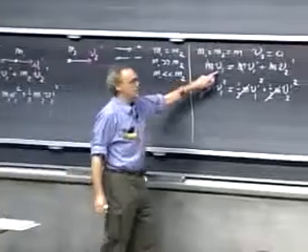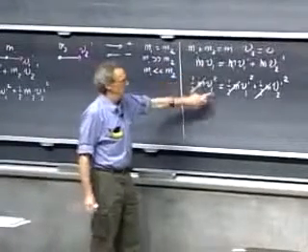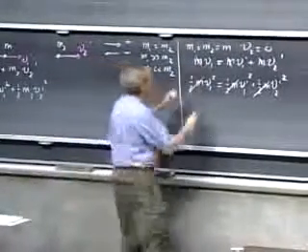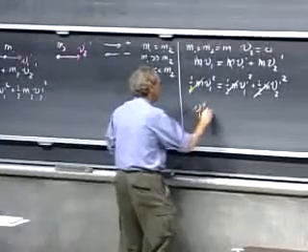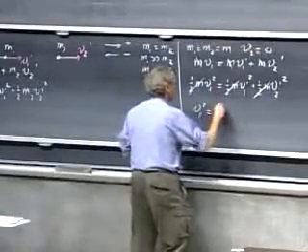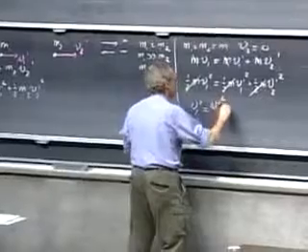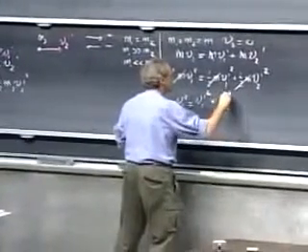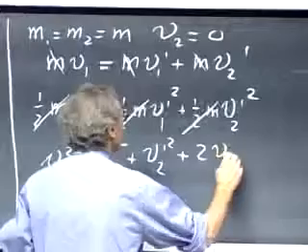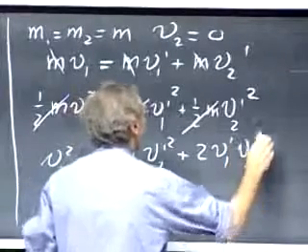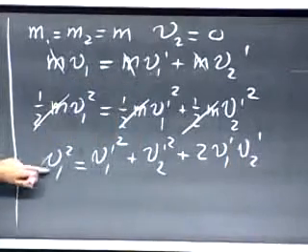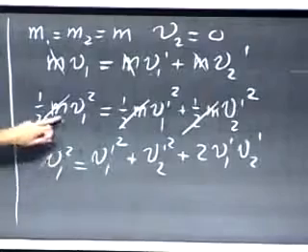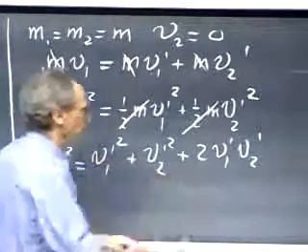If you square this equation, you get something that looks very similar to this. If you square it, you get v1 squared equals v1 prime squared plus v2 prime squared plus 2 v1 prime v2 prime. And compare this equation with this equation. They're almost identical except for this term. So this term must be 0.